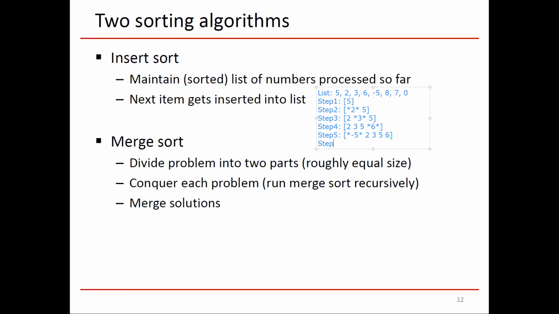And then in step 6, and I copied what I just had, the next number is the 8, and the 8 appears at the end. Step 7, the next number is a 7, which occurs right between the 6 and the 8, so close to where we were. And finally, step 8, I have a 0. So -5, 0 is right after the -5 and before the 2. 2, 3, 5, 6, 7, 8.